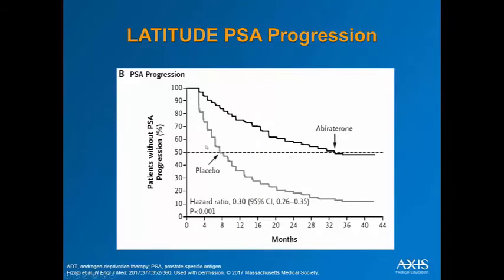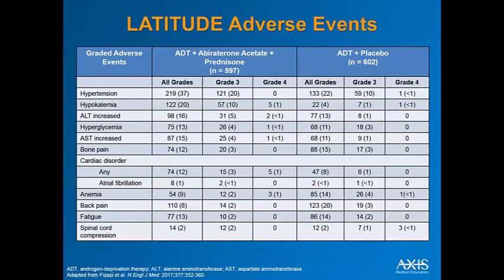In the conventionally treated patients with ADT, it says placebo, but it's androgen deprivation, which has been the convention since 1941. You see that there's a median of only about 7 months, versus with abiraterone it's about 32, 33, and that hazard ratio is 0.7. So there's a 70% reduction in the risk of PSA progression.